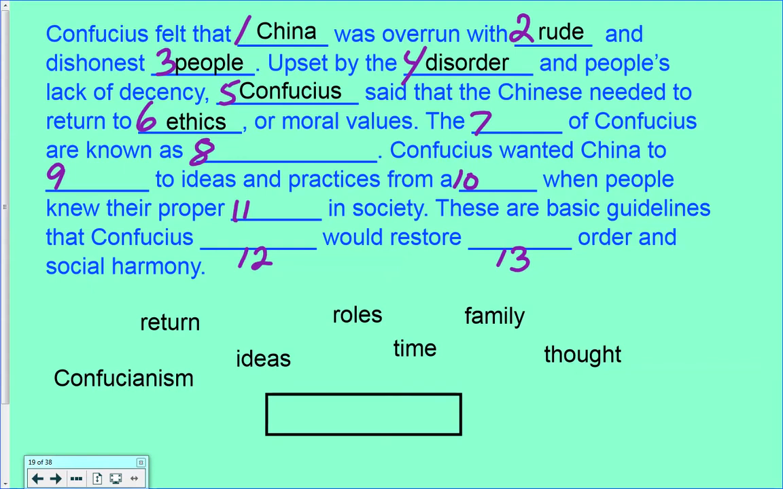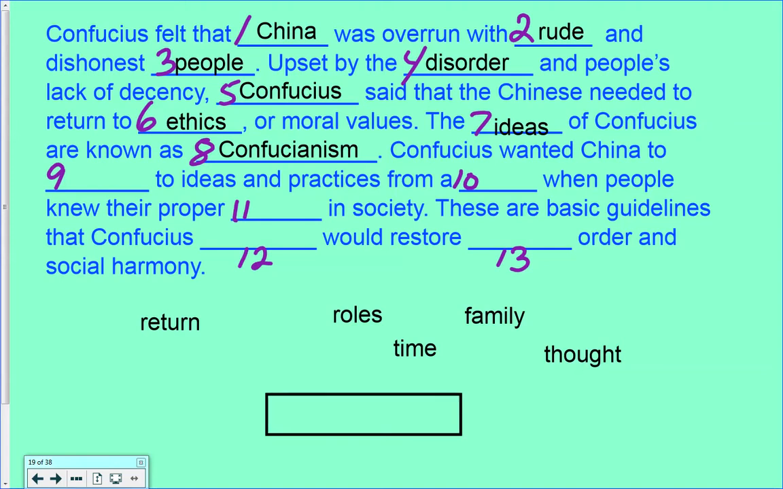The blank of Confucius are known. Well, because of the word are, we need something that's plural. So that leaves us with ideas of Confucius are known as what? And that's a vocab term, Confucianism. Confucius wanted China to blank to ideas and practices from a blank when people knew their proper blank in society.